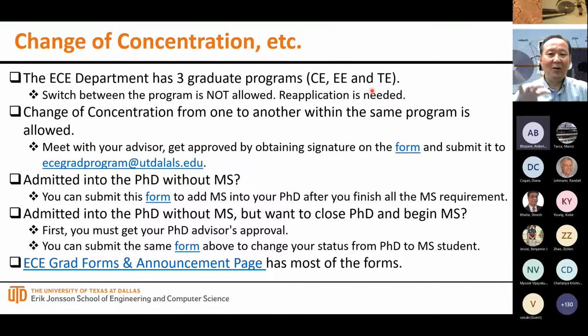It is because all these programs are separately endorsed, separately recognized graduate programs by THECB, the Texas Higher Education Coordinating Board, okay? These are separate graduate programs recognized by the state of Texas, and you cannot switch from one program to another. Of course, you cannot switch from CE to CS, or computer science to electrical engineering. That is not allowed. You need to apply, and then the admission committee reviews, and once you're admitted, of course, you can change.